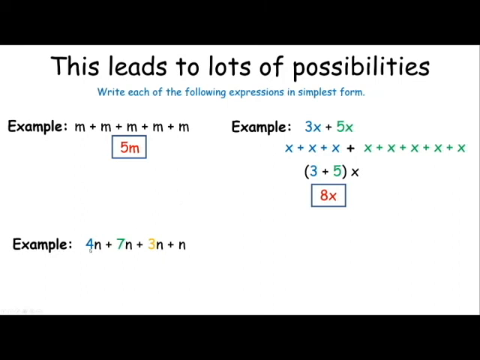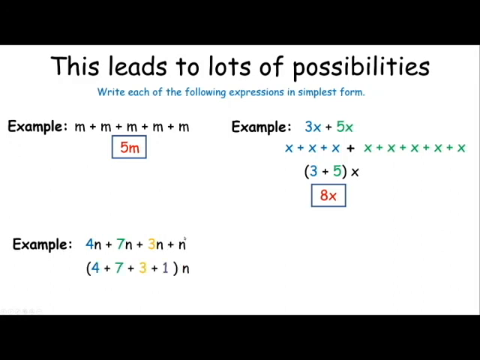I know I have 4 n's, and I have 7 n's, and I have 3 more n's, and I have 1 more here all by itself. Notice I didn't bother writing the 1 since there's just 1 of them. This means I have n plus n plus n plus n plus n plus n plus n plus n plus n. I'm losing track. It's going to be much easier for me to just look at this and say, oh, I have 4 of them, and 7 of them, and 3 of them, and 1 of them.